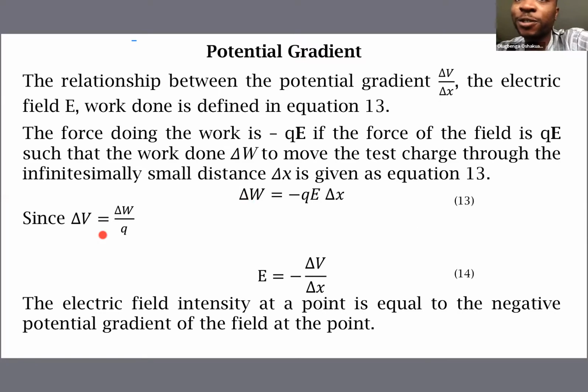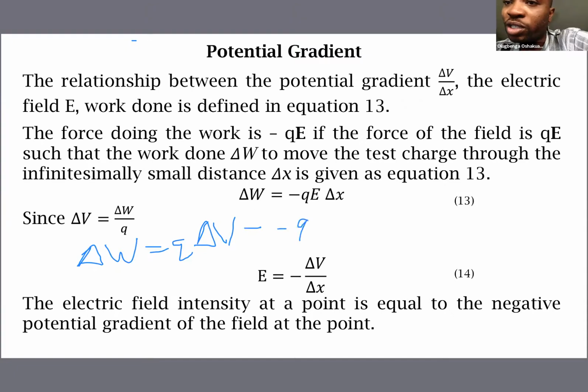So from this expression, delta W equals Q dV, and that gives us equal to minus QE dx. We cancel Q, and E will be left, which is equal to delta V over delta X, and the minus would apply.